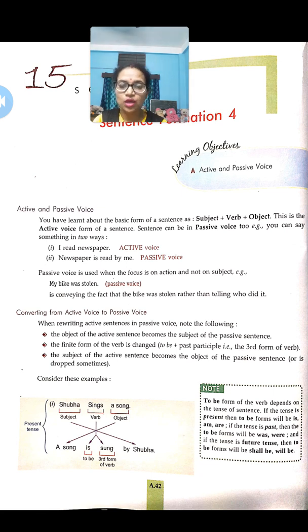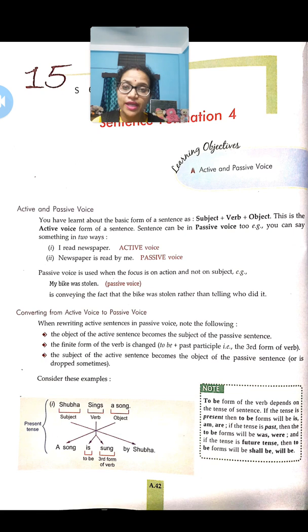That's what we said just now. The finite form of the verb is changed. To be comes with the past participle. The third form of the verb is going to be used in the passive voice. And the last part is the subject in the passive voice, the object in the passive voice. The subject of the active sentence, whatever was the subject, Shubhra, becomes the object in the passive voice, or sometimes it is not used also. So let's see how it becomes changed.